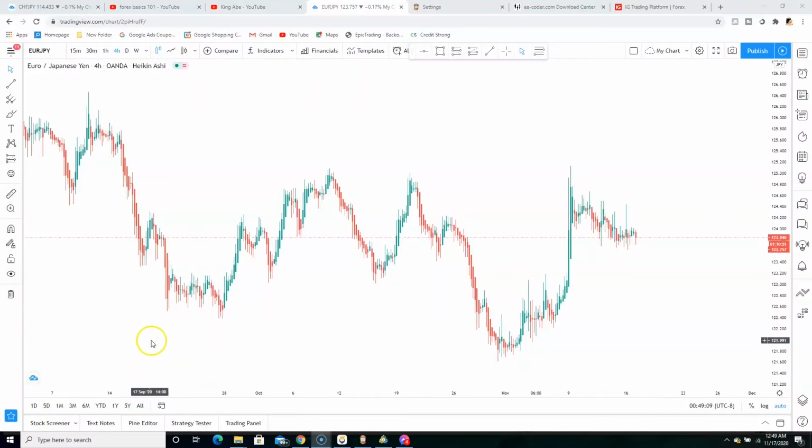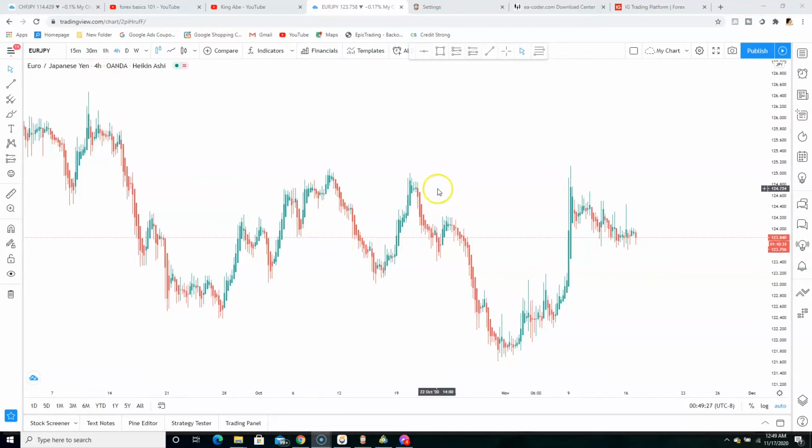So without further ado, let's jump right in. Okay, guys, so here we go. So we're actually right now looking at JPY. This is one of my favorite pairs to trade, and we're on the 4 hour time frame, as you guys can see.